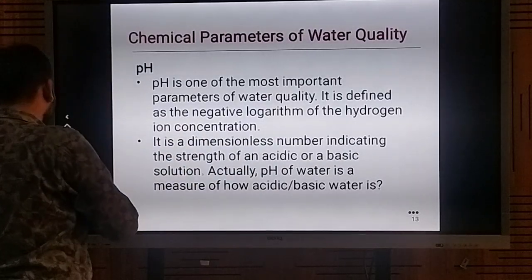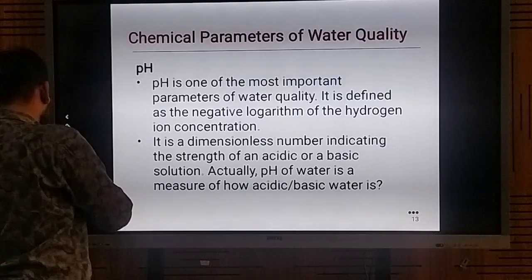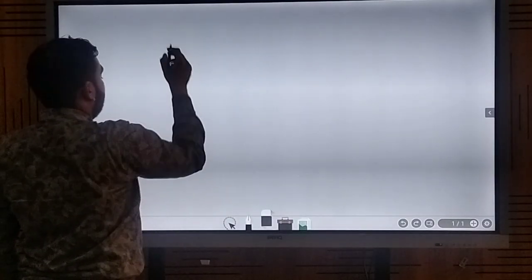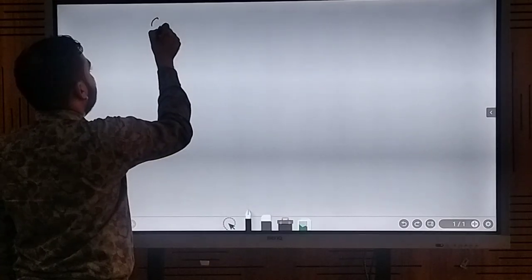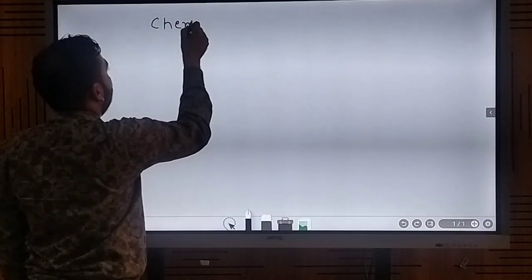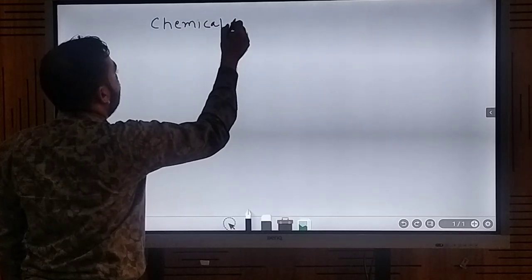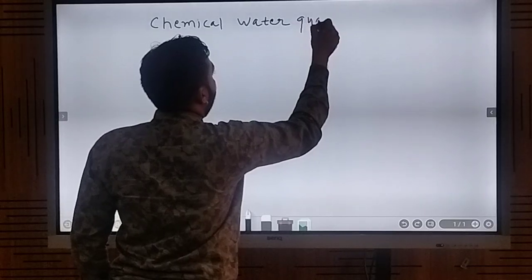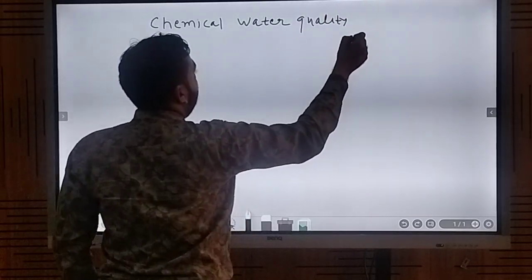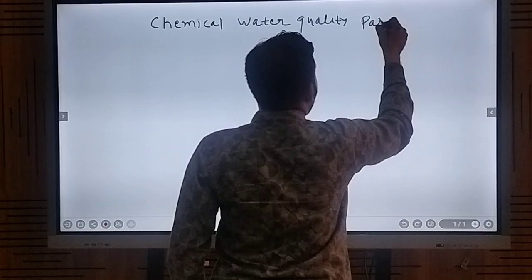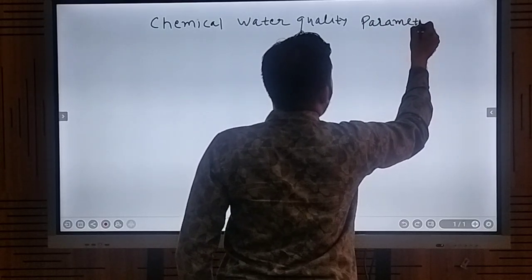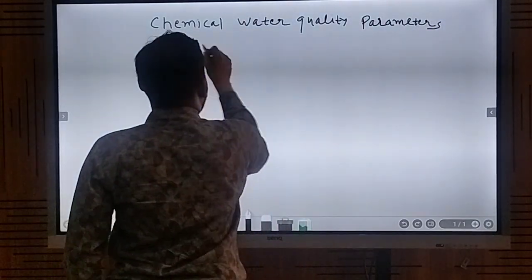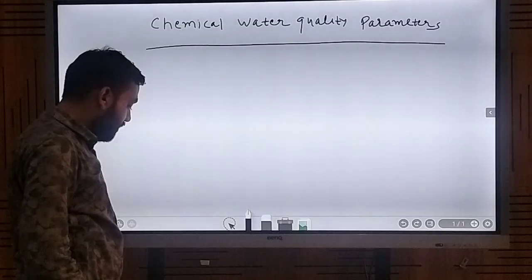Now we're talking about chemical water quality parameters. Again, the second type of water quality parameters is chemical water quality parameters.